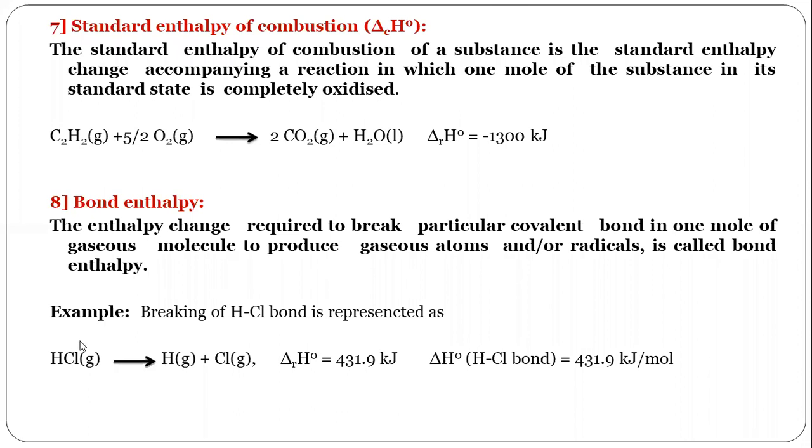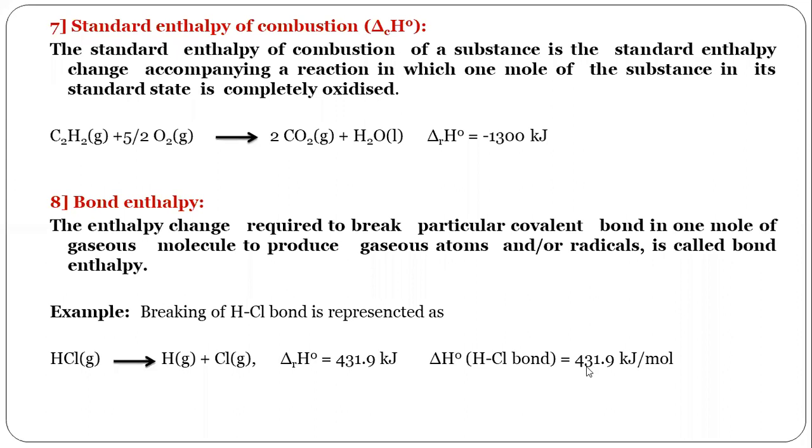So this HCl molecule will be broken like this: H gas plus Cl gas. This covalent bond is broken, and this much amount of energy change is there. This is the enthalpy of formation, 431.9 kilojoule, and this is the enthalpy change during it, the bond enthalpy delta H naught. It is nothing but the standard bond enthalpy.